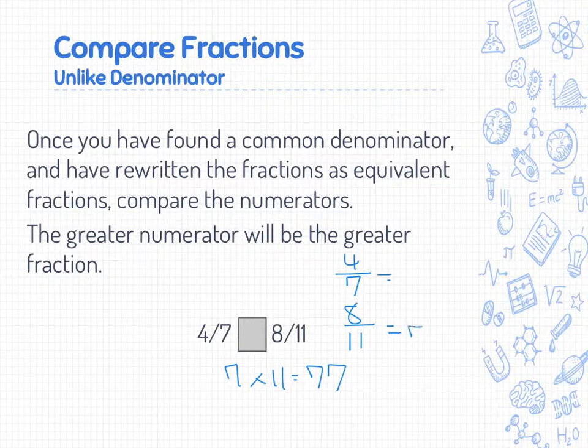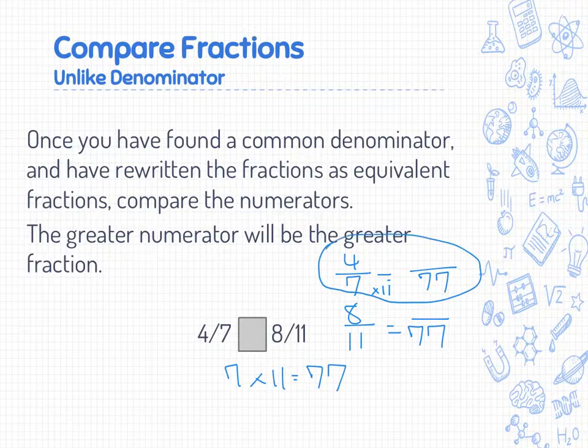I'll rewrite these fractions with equivalent fractions, and that product of 7 times 11 is my new denominator. Since I used product of the denominators, I know what I multiplied 7 by was 11 because it's the other denominator. For this set of equivalent fractions, if I multiply the bottom by 11, I do the same thing to the top.